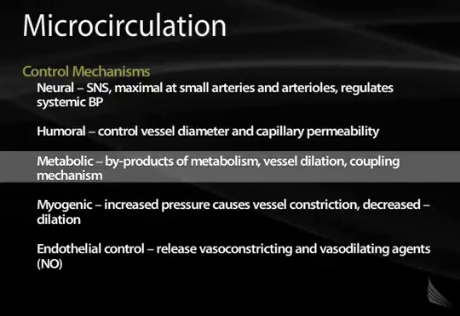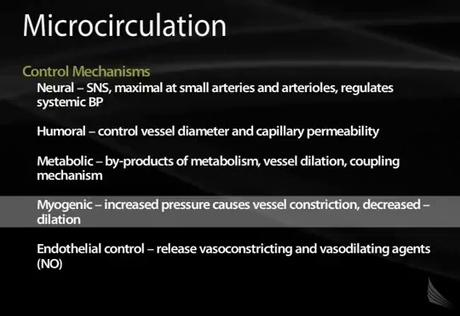Metabolic control mechanisms, such as adenosine, are byproducts of metabolism and can cause vessel dilation, especially in coronary arteries. Myogenic control mechanisms rely on increased pressure around the capillary, which causes vessel constriction. Decreased myogenic control mechanisms around a blood vessel can cause dilation.